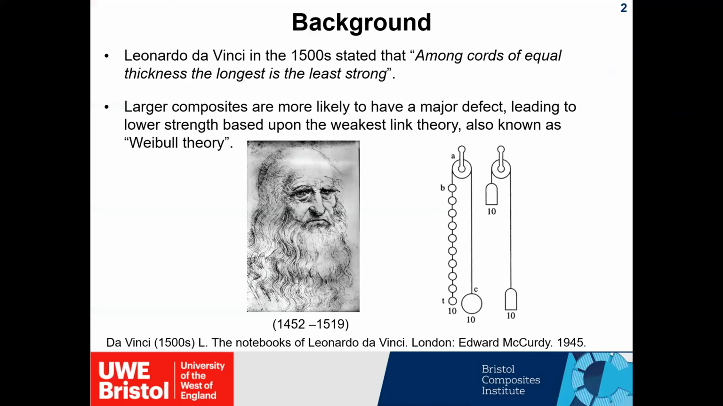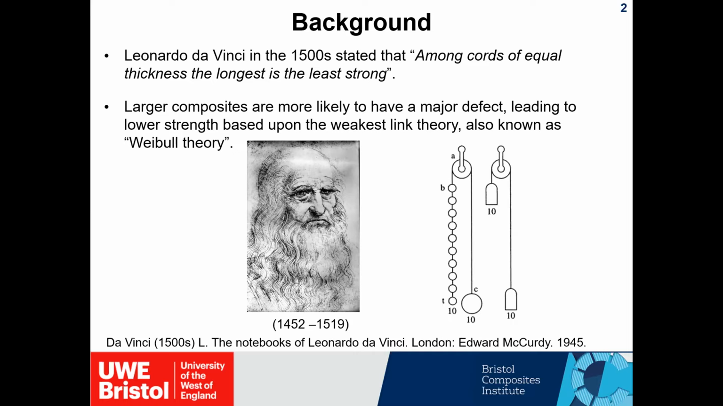So I want to begin with talking about size effect. Size effect can be defined as a change in strength with specimen dimensions. The early study could be traced back to Leonardo da Vinci. He studied ropes of different length. He claimed that the longest rope is the least strong because the longest rope has more links between these material points, and if any of these links breaks, the whole system will collapse. So this is what he called a weakest link.